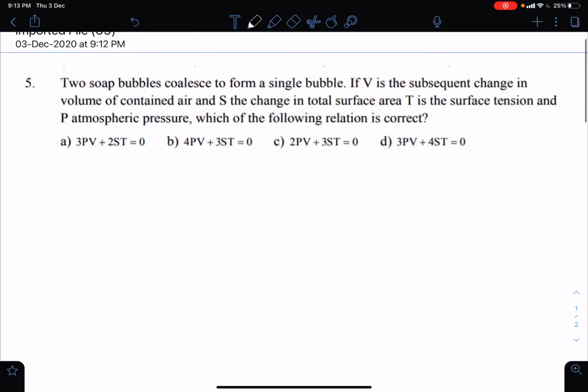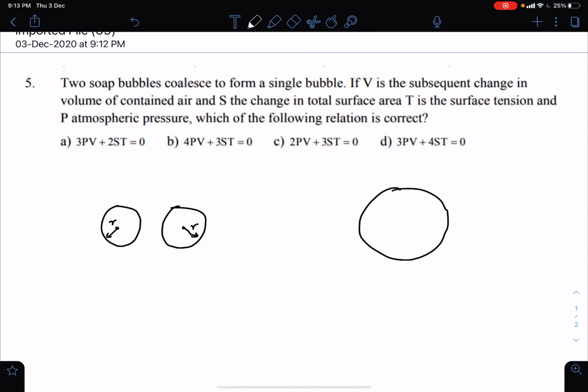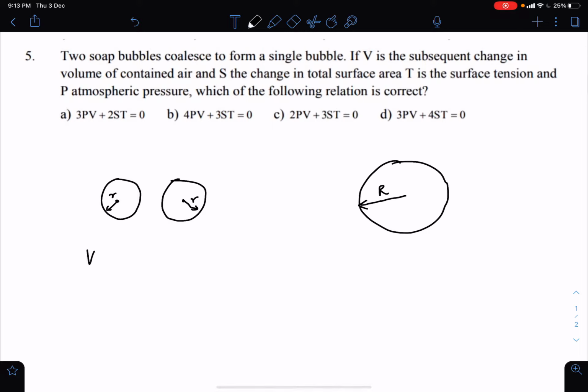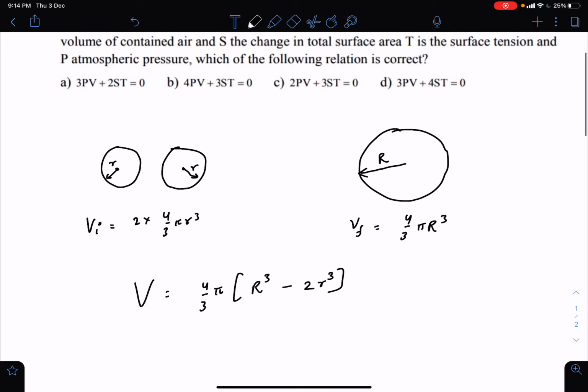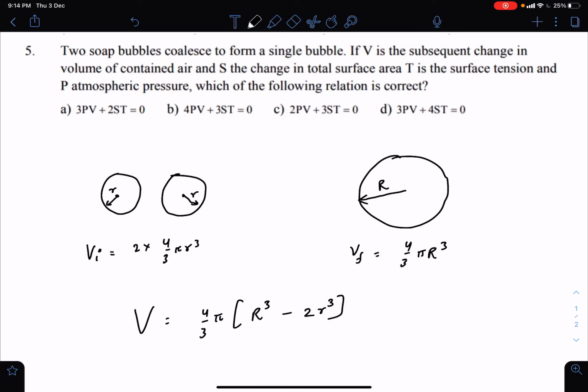Okay, so let us say that initially there were two bubbles and each were of radius small r. And finally they are forming a bigger bubble of radius capital R. So what was the initial volume? The initial volume was twice of 4 by 3 pi r cube, and the final volume is 4 by 3 pi capital R cube. And it is given that V is the change in volume, which is final minus initial. So 4 by 3 pi, capital R cube minus 2r cube. So this is V.